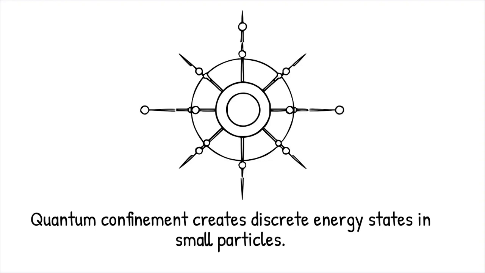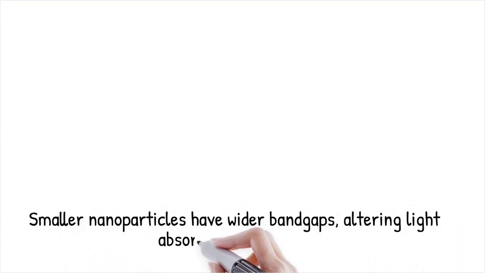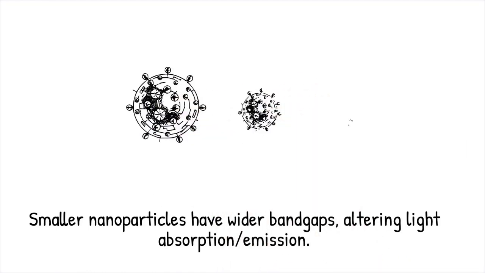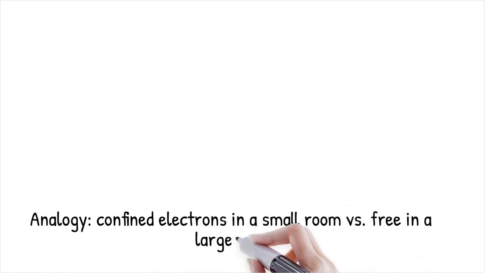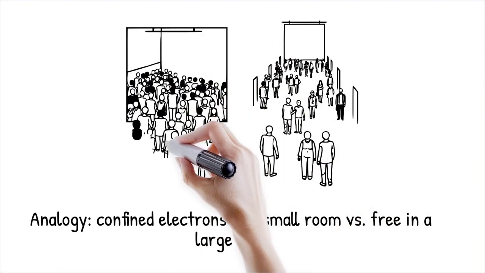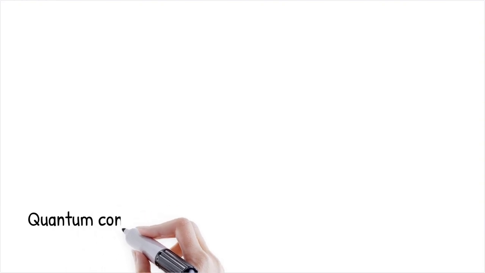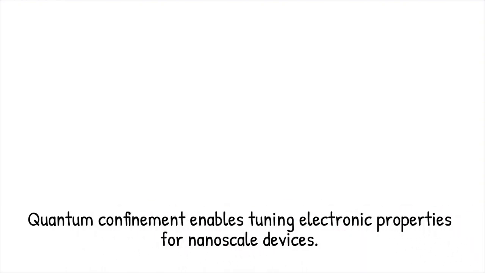When the size of semiconductor nanoparticles is reduced, their band gap widens, leading to a shift in the wavelength of light they absorb or emit. It's like having a small room versus a large hall. The limited space in the room forces people to have distinct positions, while in a hall they can move more freely. Quantum confinement alters the electronic properties of nanoparticles by changing their energy level structure. The discrete energy states affect how electrons can be excited, influencing conductivity and reactivity.